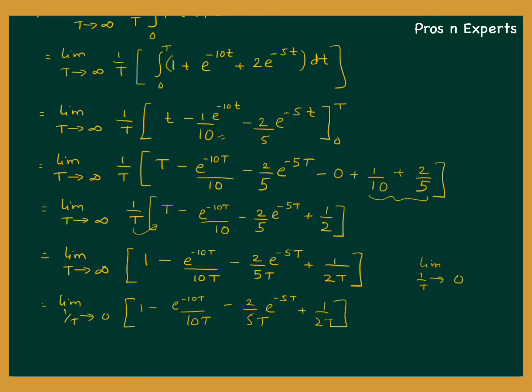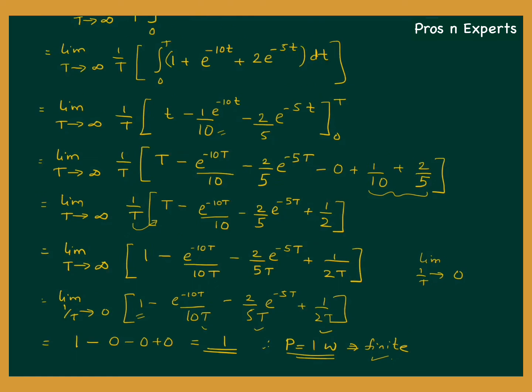So all terms except this term will have a 1 by T factor, right? All those will be 0. So the answer is 1. 1 minus 0 plus 0 will give you 1. So the power is equal to 1 watt, which is finite. So we worked out the power of this signal first and obtained it as a finite value.